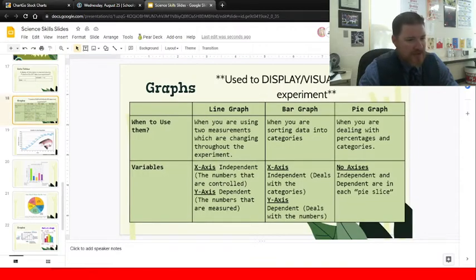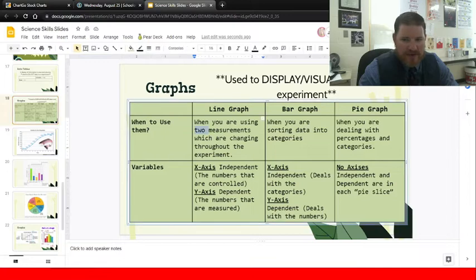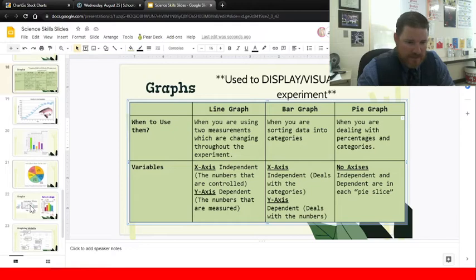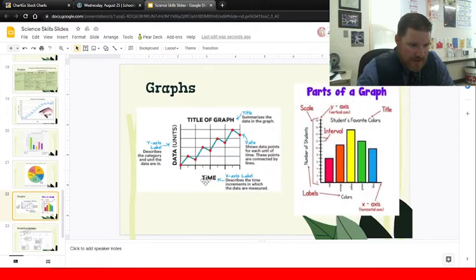We then looked at a bunch of different types of graphs and when to use them. Line graphs, specifically when we make two measurements. A bar graph is when we do different categories. The pie graph is when we get percentages. The other thing we talked about is where we put our variables for the x and the y axis. The x-axis is the one that goes along the bottom, left to right. Here's a picture of it right here.